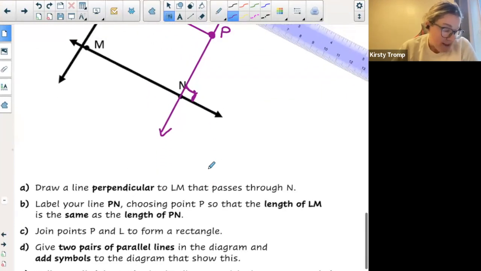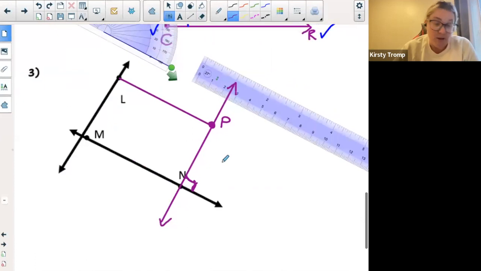Give two pairs of parallel lines in the diagrams and add symbols to the diagram to show this. So, which lines? Tell me in the chat if you feel too scared to lift your hand, okay? But which lines, guys, are going to be parallel now? Which lines are going to be parallel? Which ones are going to be parallel?